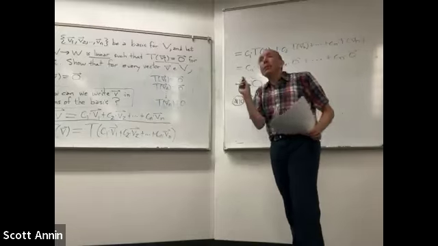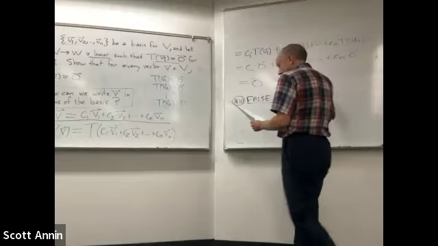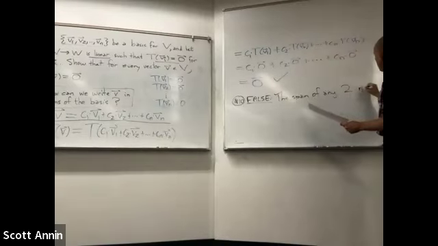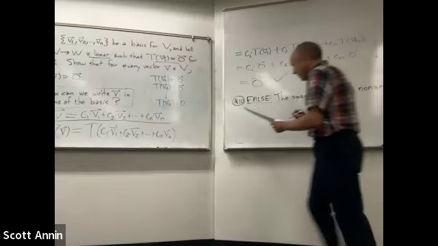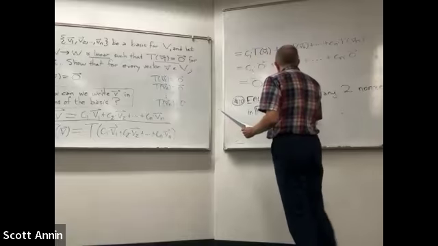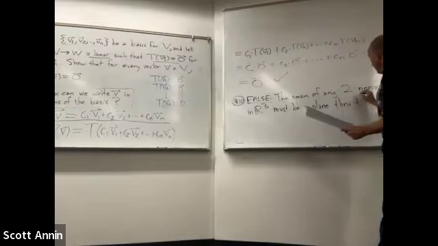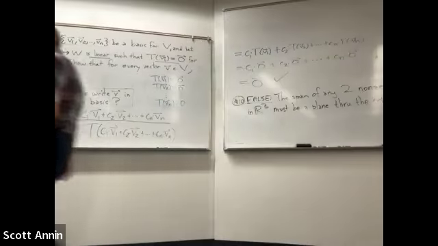This is a false statement, and I would like you to tell me why. The span of any two non-zero vectors in R3 must be a plane through the origin.